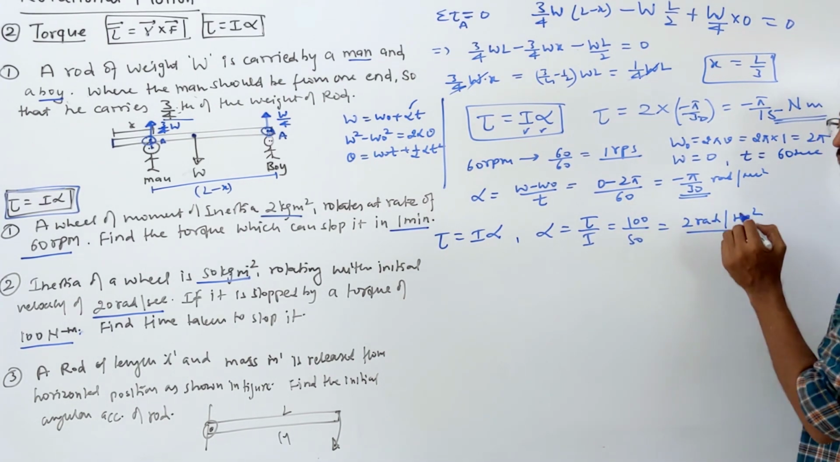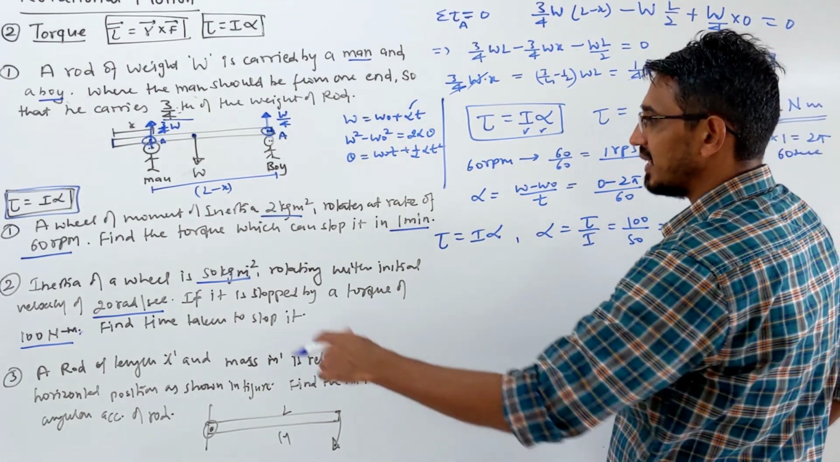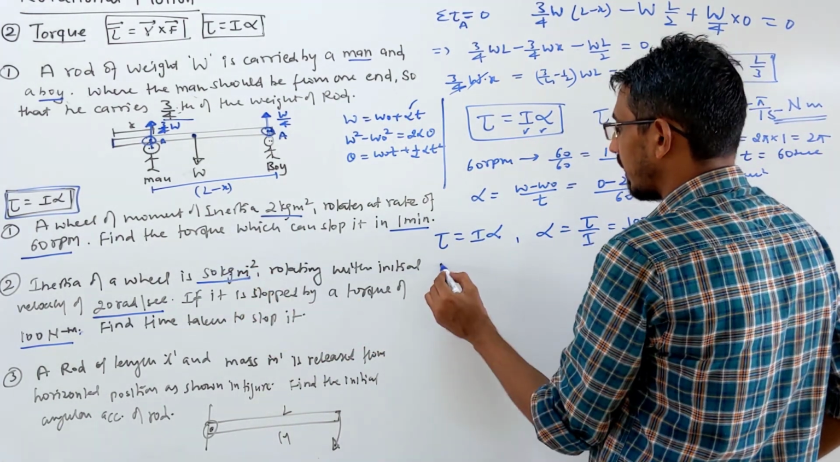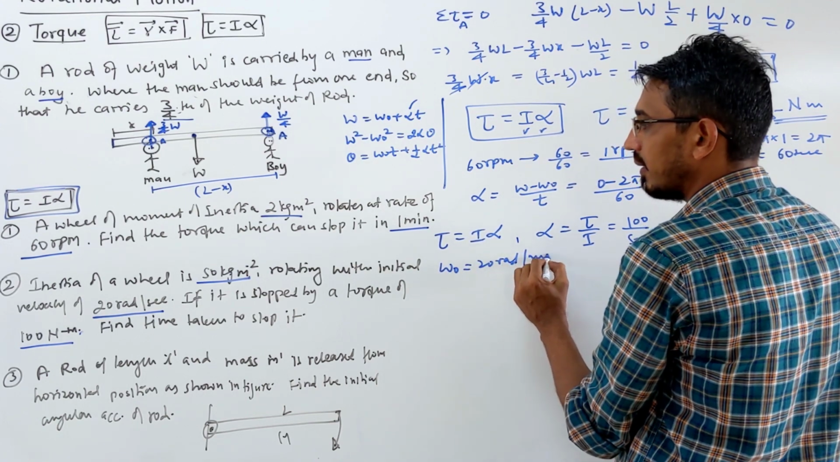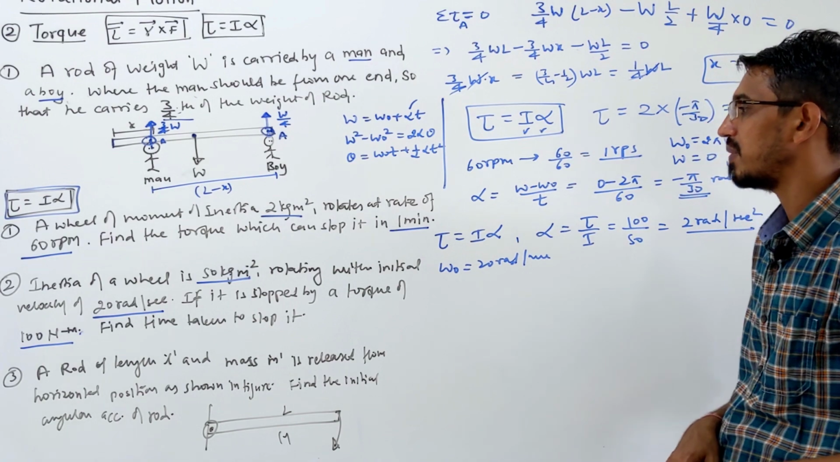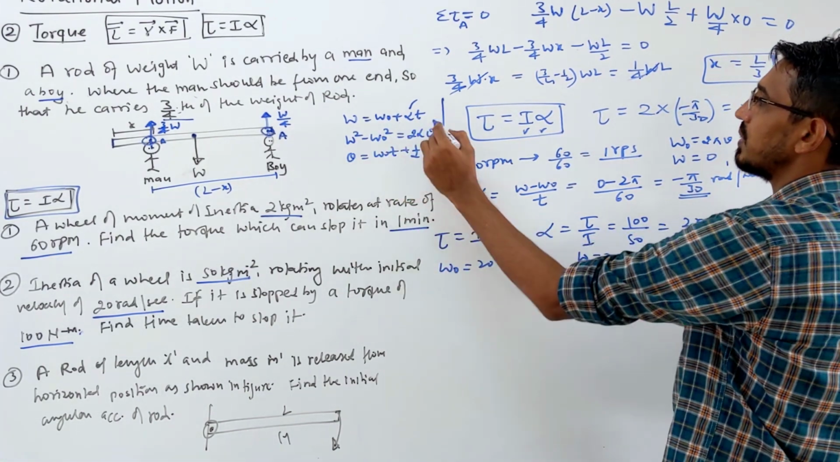Acceleration you have calculated, angular acceleration. Okay. Now what else is given? Initial velocity is given, right? Initial omega naught is also given to you, which is 20 radian per second, and they are asking how much time it will take to stop. So final velocity will be what? 0, you know. So again you can write the first equation, right?